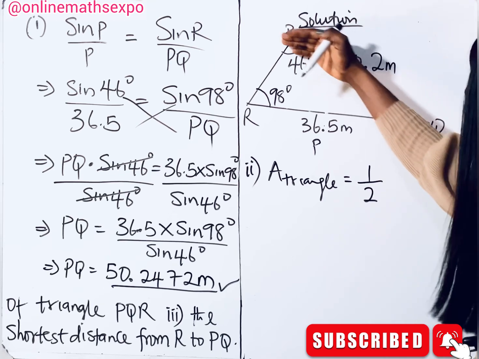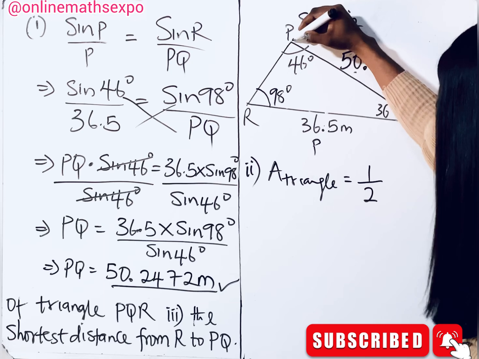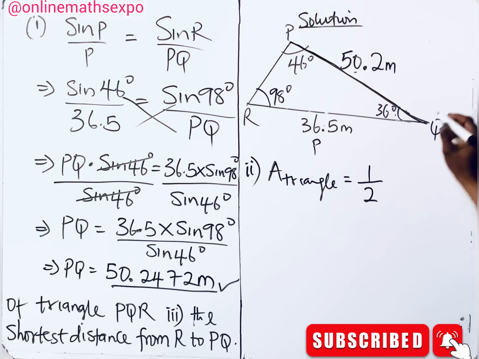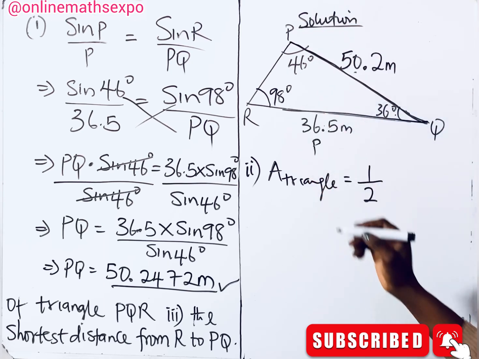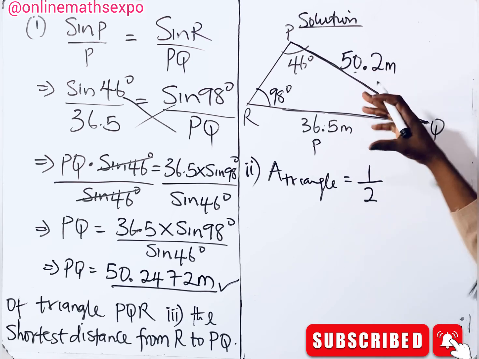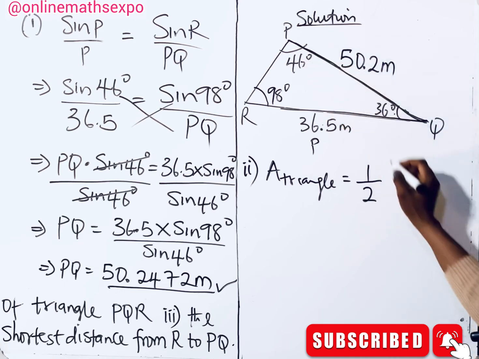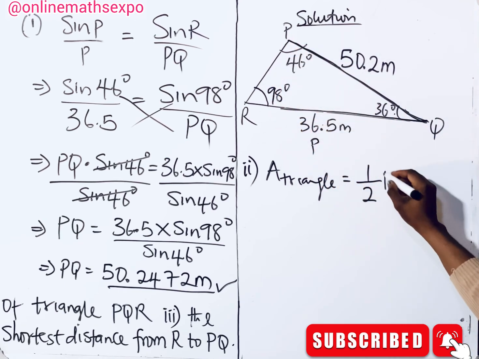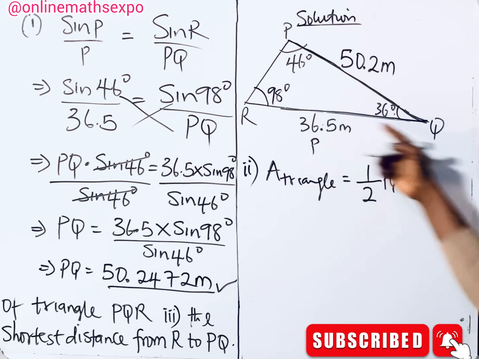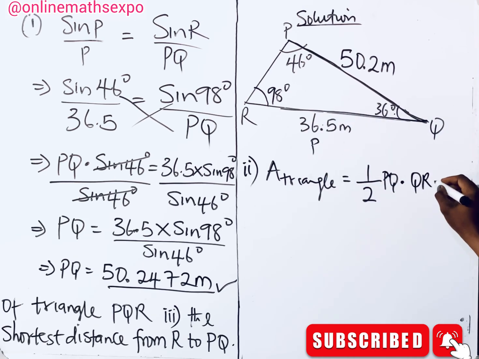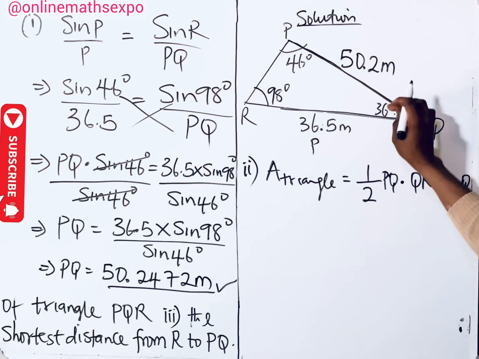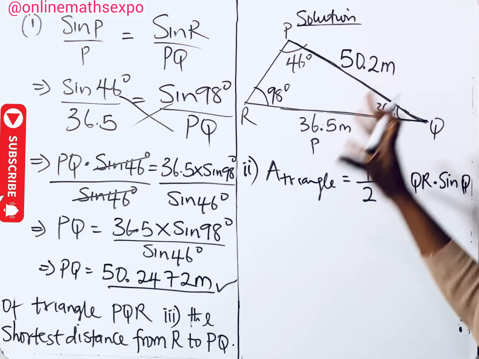Now, we have two sides given. So we're going to multiply these two sides, okay, and the included angle. Then whatever result we get, we divide by 2, okay? So we can label this. This is PQ, okay? Multiplied by this. This is QR. Then multiply by the sine of the included angle. So we have sine of angle Q. Did you see that? So this is how to calculate the area when you have sides and a given angle.